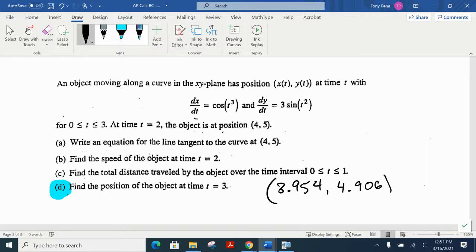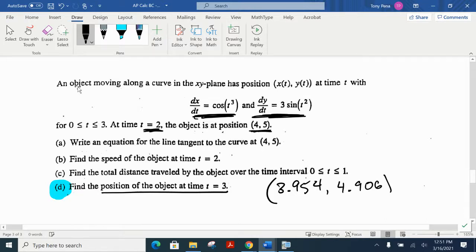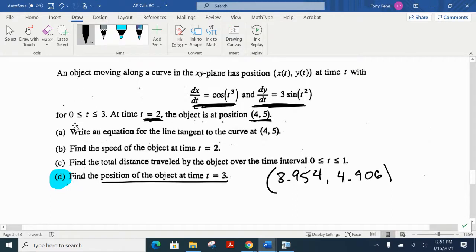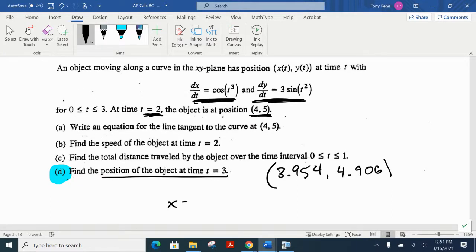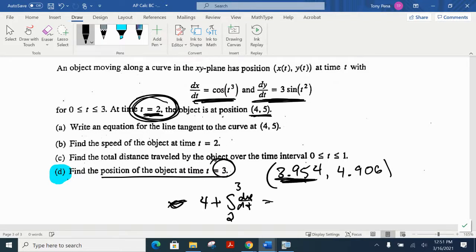But it's the same dilemma. Here's dx dt. Here is dy dt. I want to know what's the position at the time of 3. We know at the time of 2, this is our initial position. So let's set one of them up. For x, we would take the initial position of 4 plus the change, or the integration of dx dt from 2, where we start, to 3, which is what we're asking for. When you do that, you should get that answer.